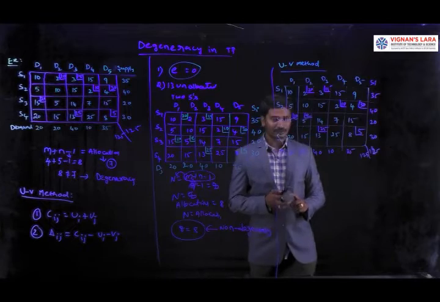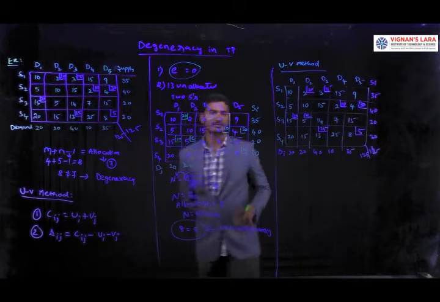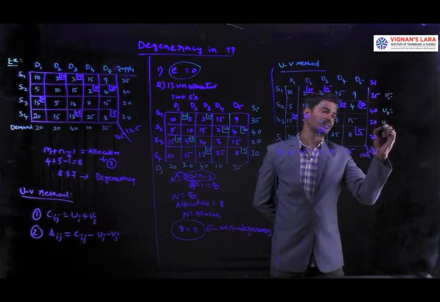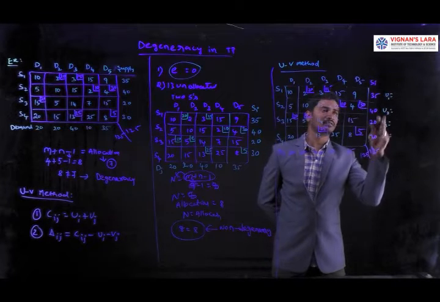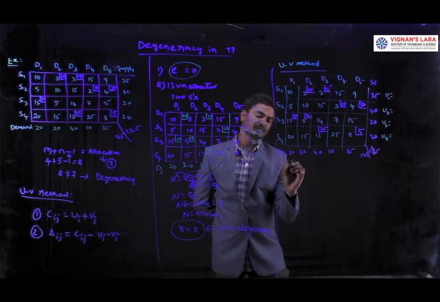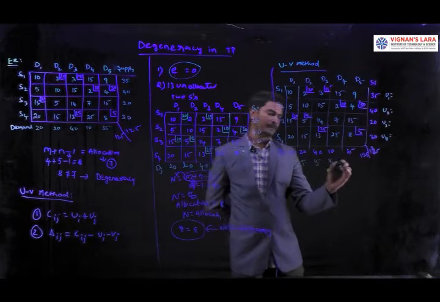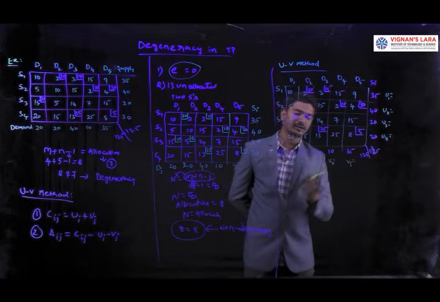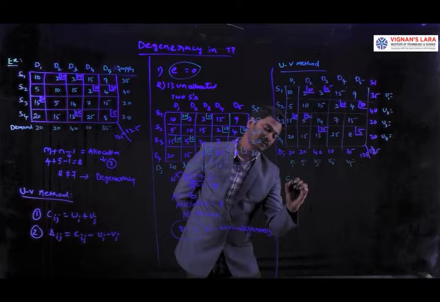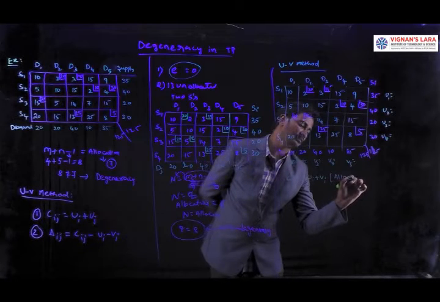Now we are going to calculate the shadow prices, also called the Ui and Vj values. First we calculate the shadow prices for rows, then for columns. The row shadow prices are denoted U1, U2, U3, U4, and the column shadow prices V1, V2, V3, V4, V5. In total we have 9 shadow prices, which we calculate using the formula Cij equals Ui plus Vj, for allocated cells.